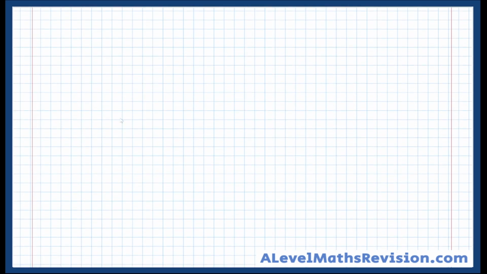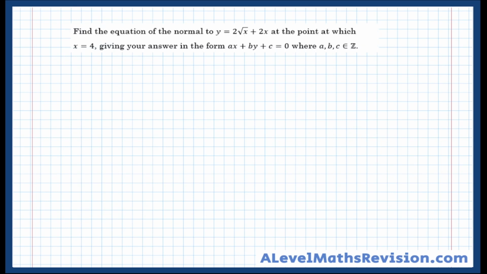Let's now look at an example of finding the equation of the normal at a given point. So this question says, find the equation of the normal to y equals 2 root x plus 2x at the point at which x equals 4, giving your answer in the form ax plus by plus c equals 0, where a, b and c are integers. So let's have a go. Well, you might want to pause and have a go at it yourself, because we've done enough of this now for you to be able to deduce it, I think. But I will go ahead.